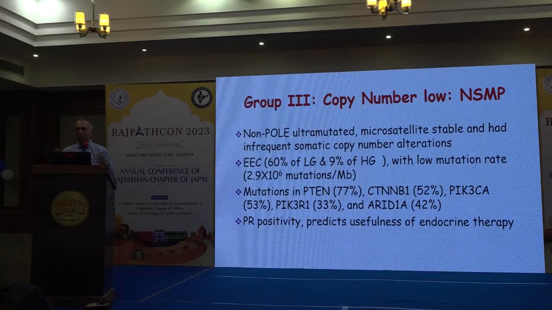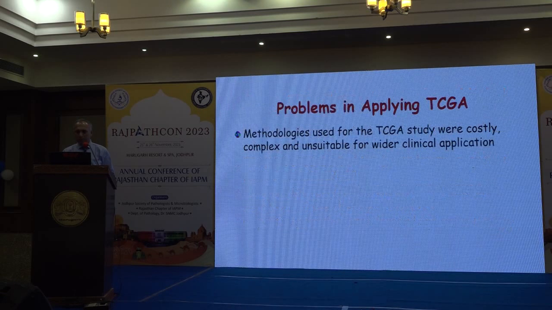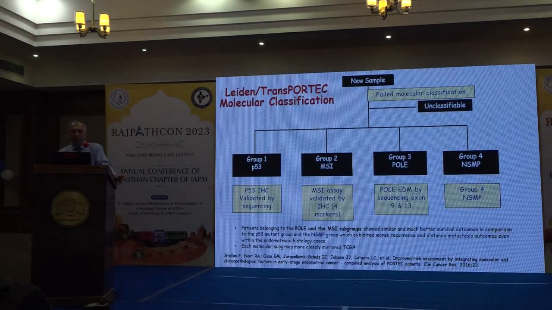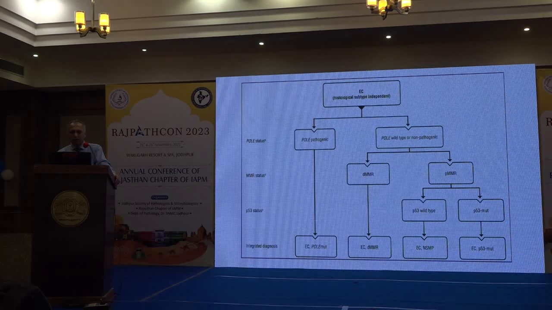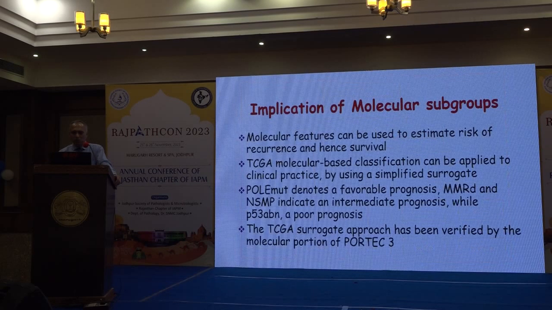And all the other things which don't fit into either of these are now clubbed into the non-specific molecular profile. So they are the non-POLE mutated, non-copy number high, and non-MMR deficient. In the early days there was the Leiden classifier, and this is the Vancouver group which gave this classifier, and now we have fairly sorted out this testing. Most people recommend that you start with POLE mutation testing, and then you do MMR profiling, and then finally P53. So you get ultimately, except for POLE, the others are all IHC-based surrogate markers. So you can have a molecular classification.